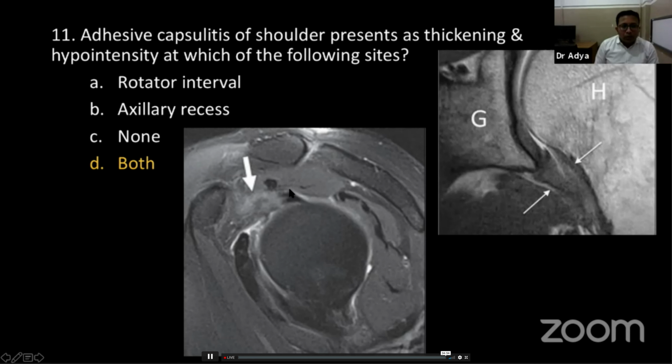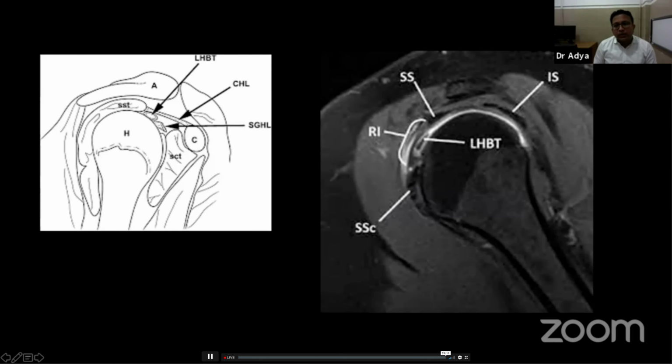Now, coming to the rotator interval, this is an important piece of anatomy. You can see that there is presence of abnormal soft tissue and faint enhancement within the rotator interval. I'll be discussing a few points about the rotator interval. Now, what is the rotator interval? The rotator interval is the space between the coracoid process and the anterior and the superior border of the subscapularis.